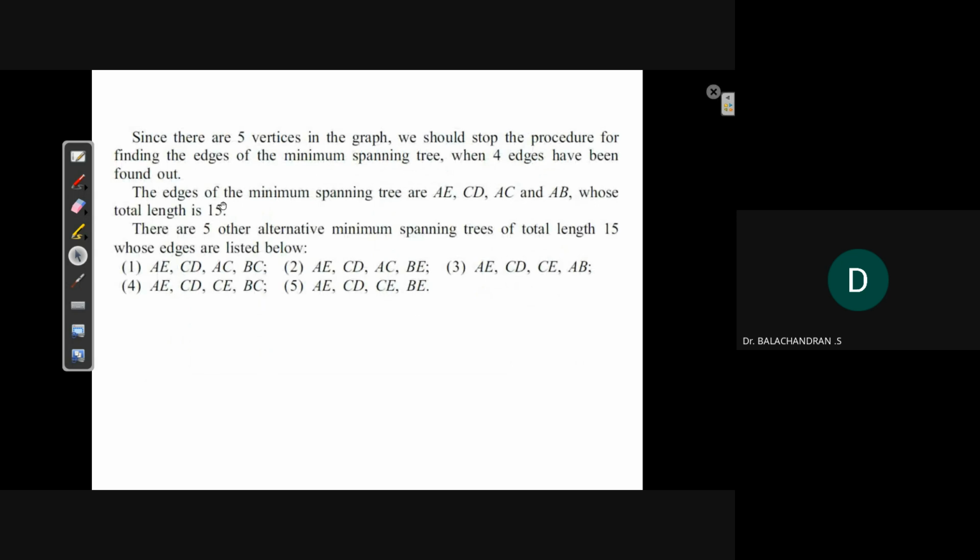Yes, 15. Since there are 5 vertices in the graph, we should stop the procedure for finding the edges of the minimum spanning tree when 4 edges have been found out. The edges of the minimum spanning tree are, you can write the 4 edges. Total length is what? 15. So there are 5 other alternative minimum spanning trees of total length 15. It is listed below, so you can check it. Okay, so we need to find one. So still 5 more are possible.